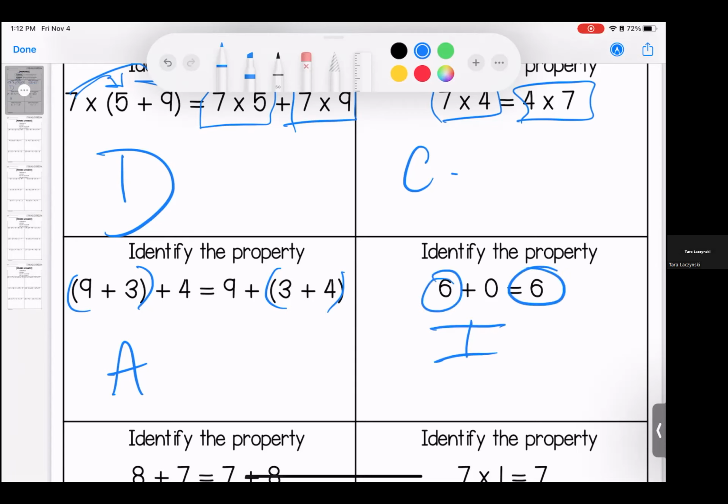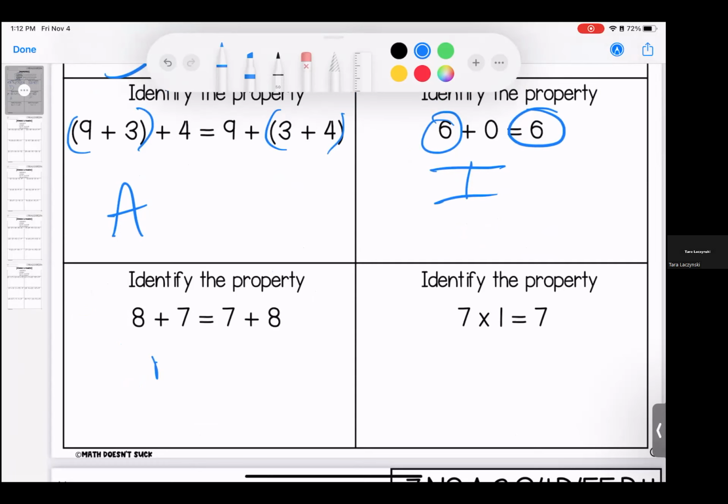The number stays the same. This is going to be commutative. We change the order and it doesn't change the value. And then this last one again is identity. If you have any questions on these, please bring them with you to class.